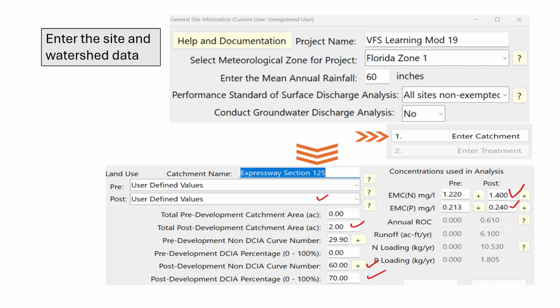When entering the site and watershed data, the information you provide reflects the specific location and characteristics of your project site. One important assumption built into the Vegetative Filter Strip tool is that water does not infiltrate into the ground, which means there is no need to conduct a groundwater analysis as part of this process. It is also worth noting that the best management practice analysis is performed based on post-condition land use. This means you are looking at what the land use will look like after development or project completion, and those conditions are what get checked and verified against the inputs for your project.